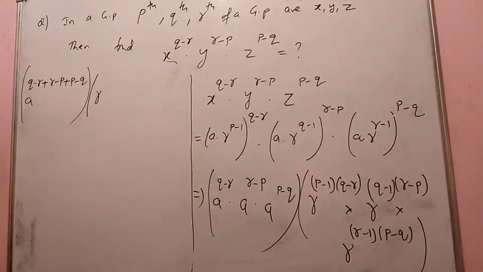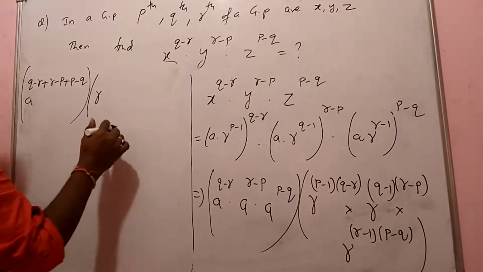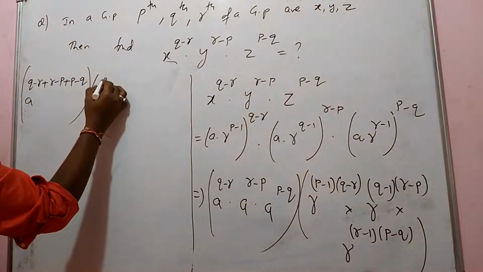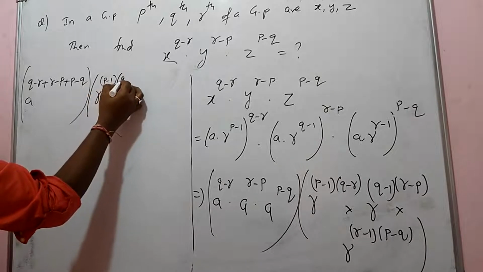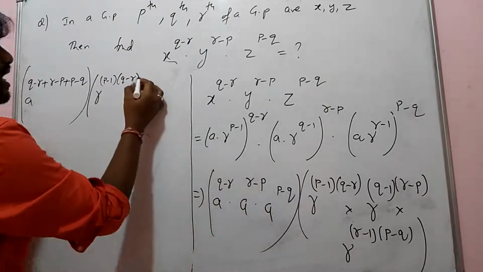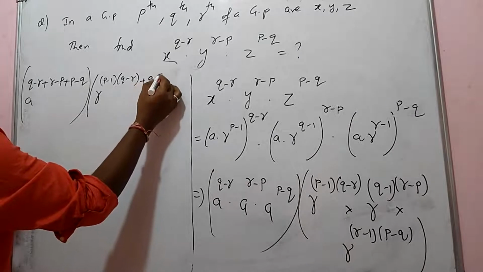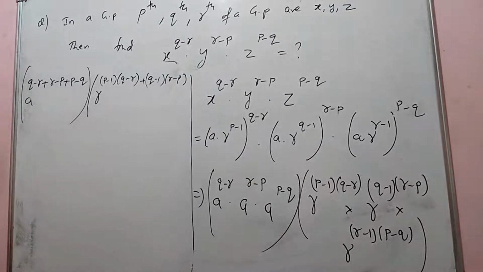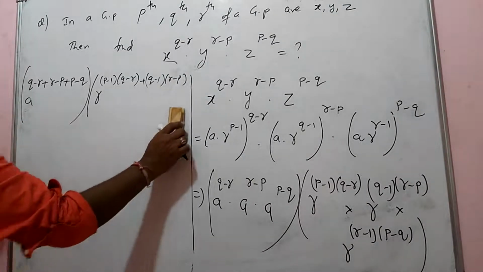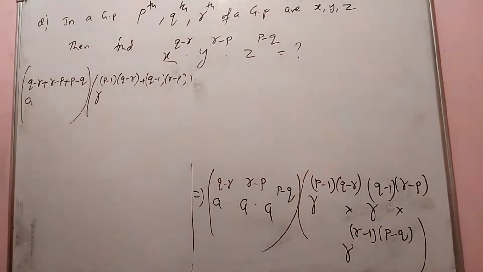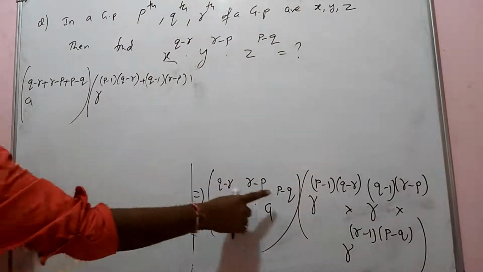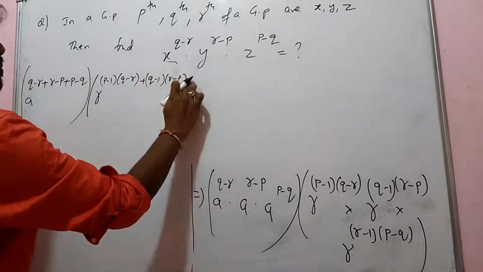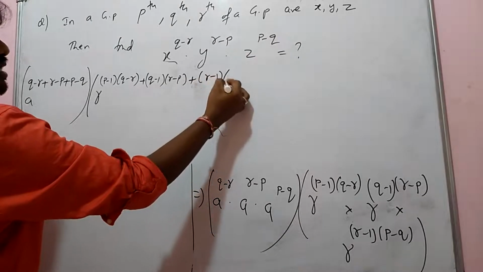Just multiply that and you will come to know. So what I am going to get here is r to the power of p minus 1 into q minus r, plus q minus 1 into r minus p. So I am making all the powers of a and all the powers of r. So what I am writing here: r power p minus 1 q minus r plus q minus 1 r minus p plus r minus 1 p minus q.